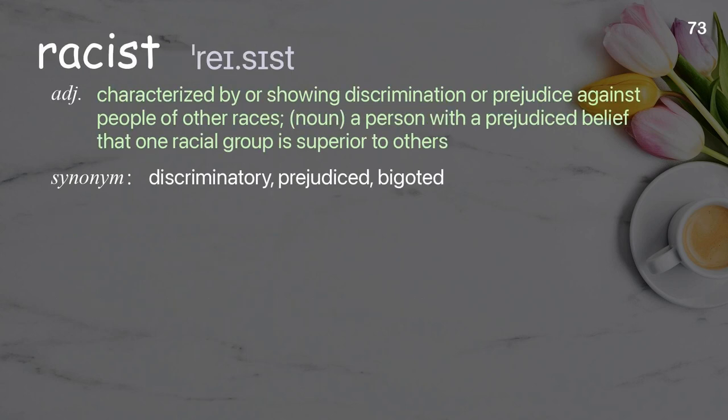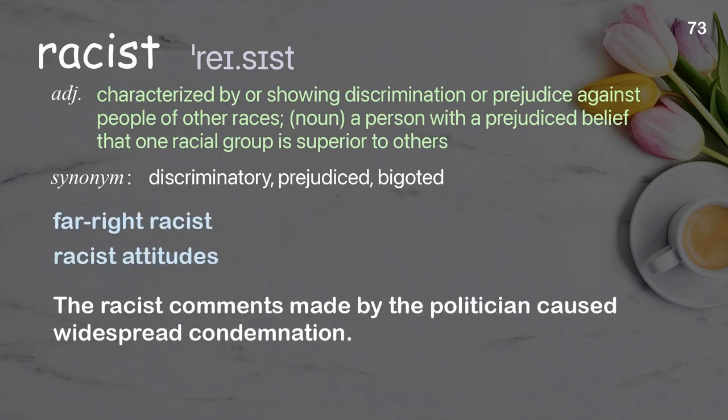Racist. Characterized by or showing discrimination or prejudice against people of other races. Noun, a person with a prejudiced belief that one racial group is superior to others. Examples: far-right racist. Racist attitudes. The racist comments made by the politician caused widespread condemnation.